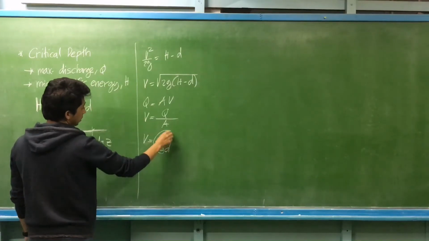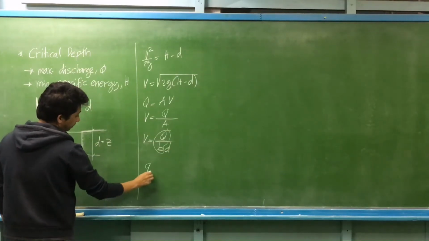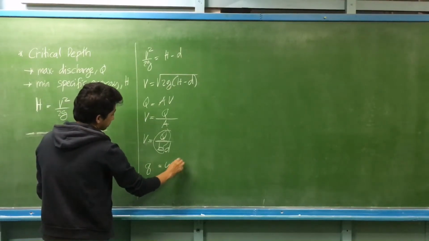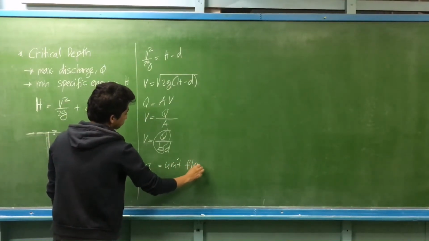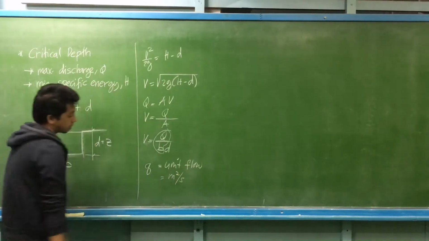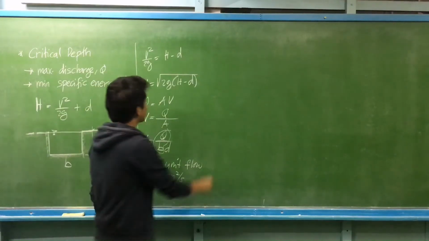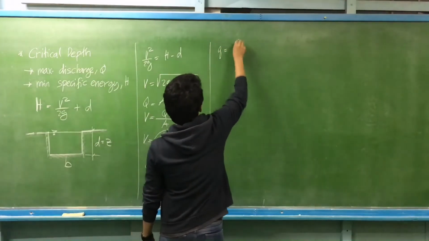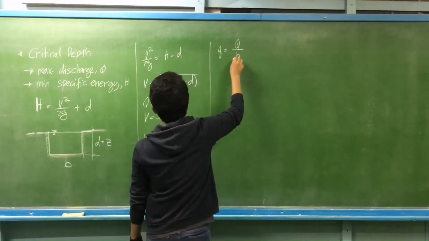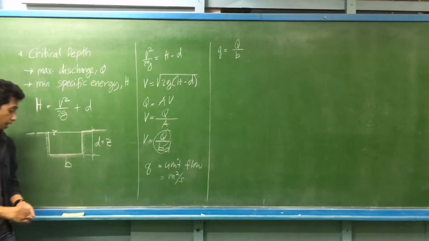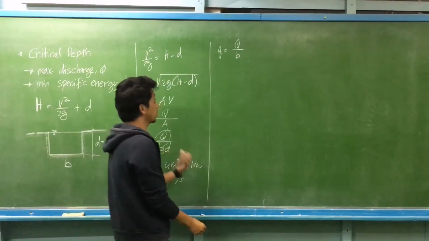So this is another term. We have the unit flow, that is the small q, the unit flow, usually in square meters per second. The equivalent of unit flow is the discharge divided by the width of the channel. So take note, this is only applicable for a rectangular section or rectangular channel.